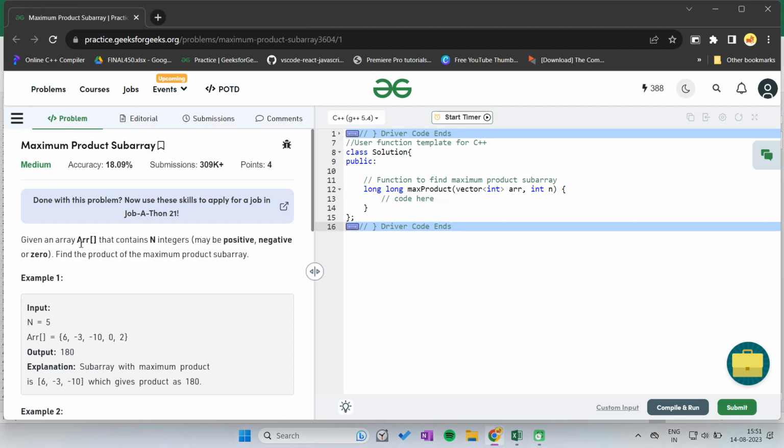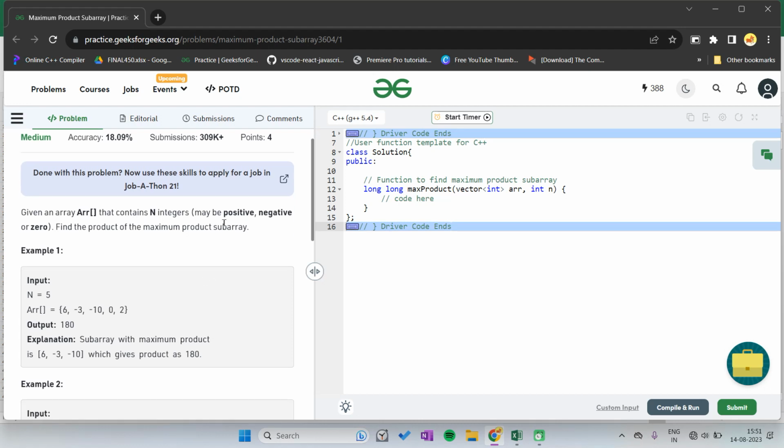In this question, which is a medium question on GFG, we are given an array that contains n integers, maybe positive, negative or zero. We are given a vector arr of size n, and we have to find the maximum product subarray. So what does it mean by maximum product subarray?